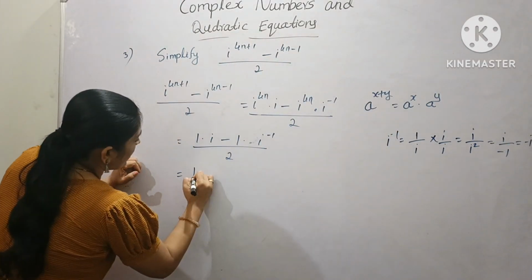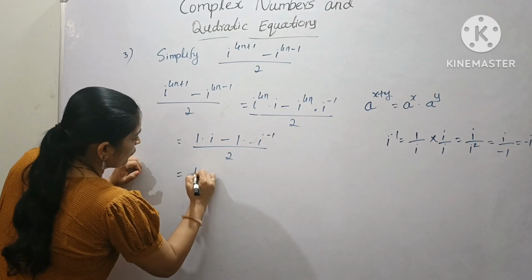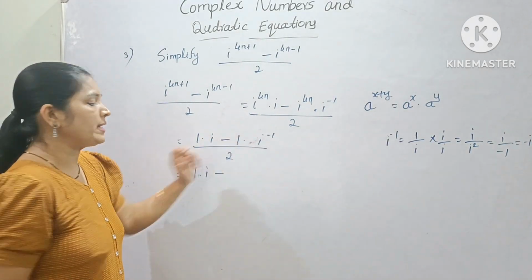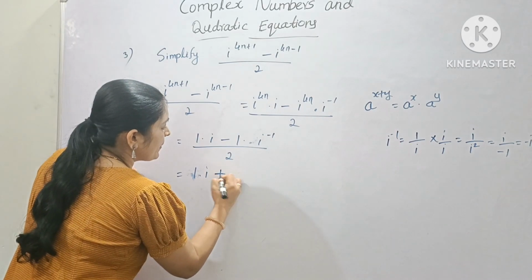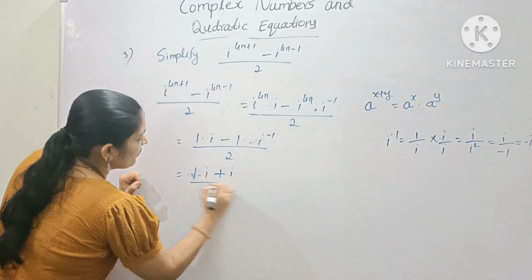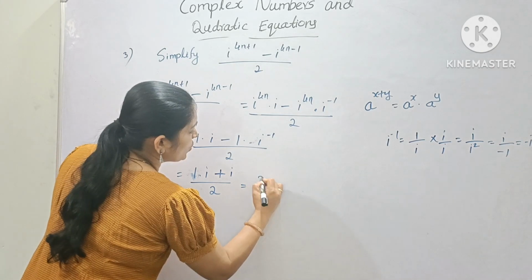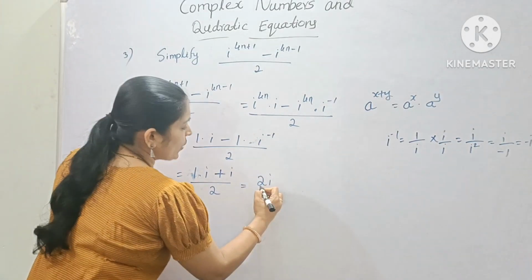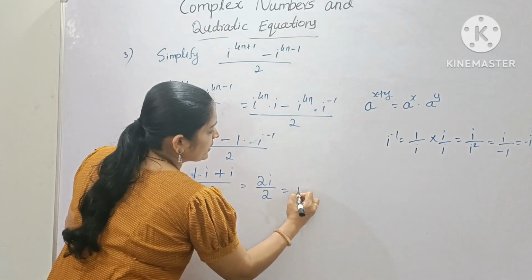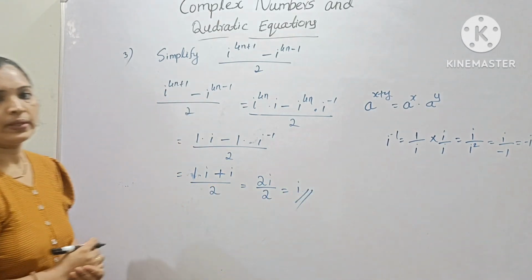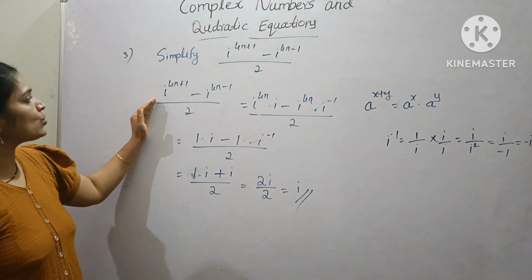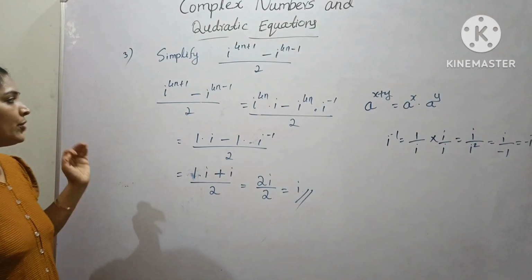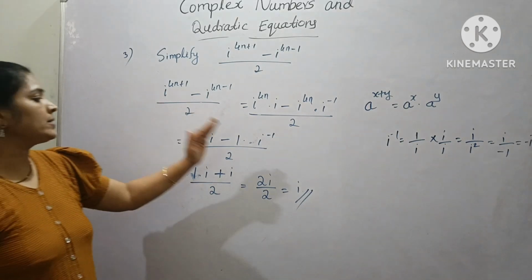So 1 into i minus 1 into minus i. So minus will become plus i, divided by 2. That is equal to 2i, 1 into i itself, i plus i is 2i, divided by 2, that is equal to i. So (i^(4n+1) − i^(4n−1))/2 is i.